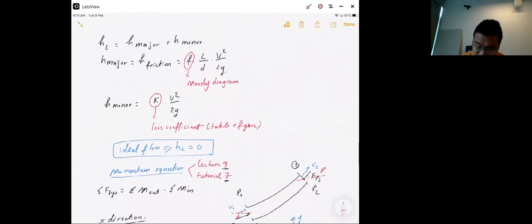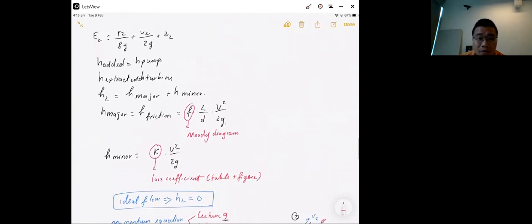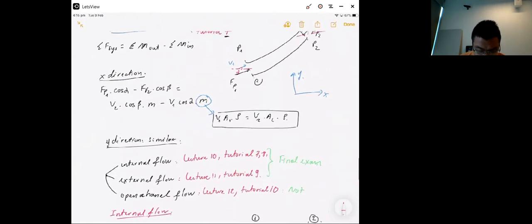And if the question says you have ideal flow, it means you can ignore the energy loss. That's only for ideal flow. For real flow, no. Okay, this one is the energy equation.